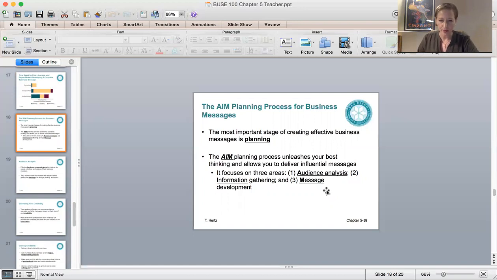It's often called the AIM process, or the 3-step process. The planning is audience analysis, information gathering, and message development before you actually get into the writing stage.